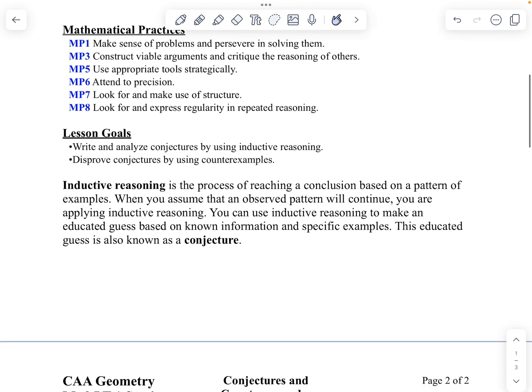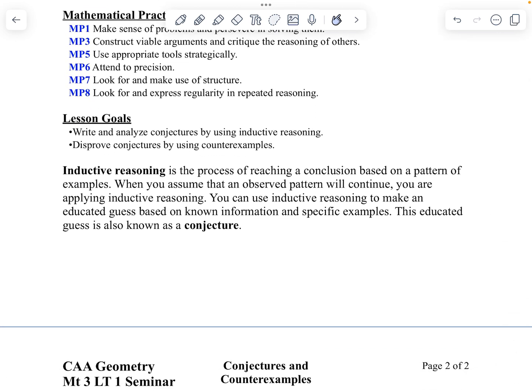What we're going to look at today is we're going to write and analyze conjectures using inductive reasoning. We're going to disprove conjectures by using counterexamples. First off, inductive reasoning, the definition, is where we base a conclusion on a pattern.